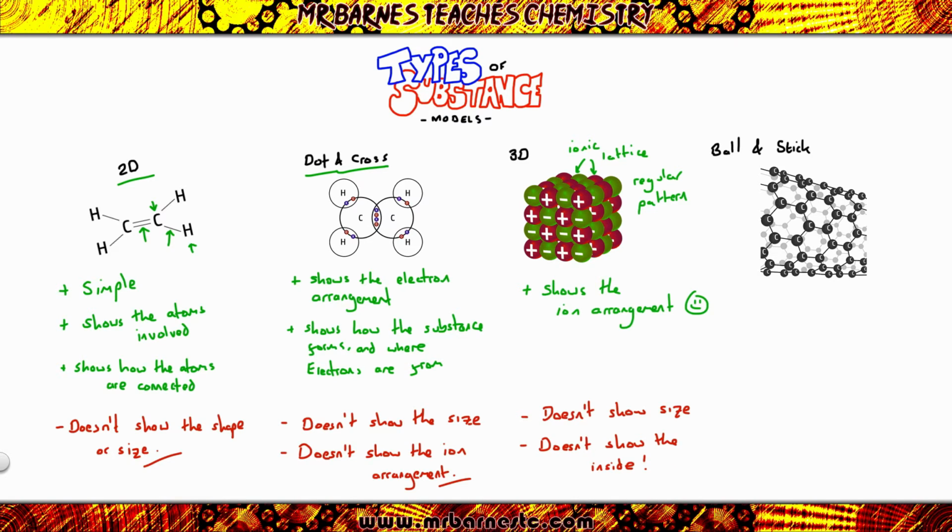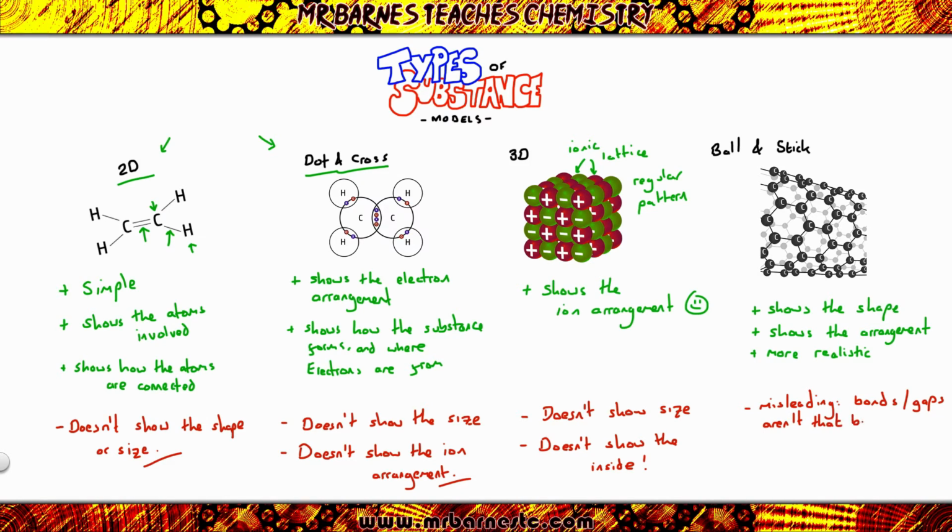And then the final model, your ball and stick model, these are probably some of the best because it shows you the shape of the molecule, it shows you the arrangement of the actual atoms, and it's more realistic because it shows you that 3D representation. However, it's misleading. The bonds and gaps aren't actually that big. They're not actually there and visible like sticks that you can see on there. So it's misleading. And also, it doesn't show you the size.